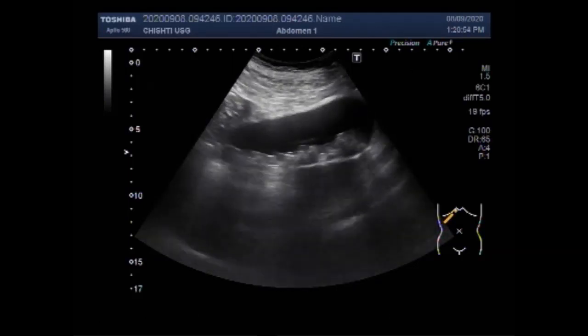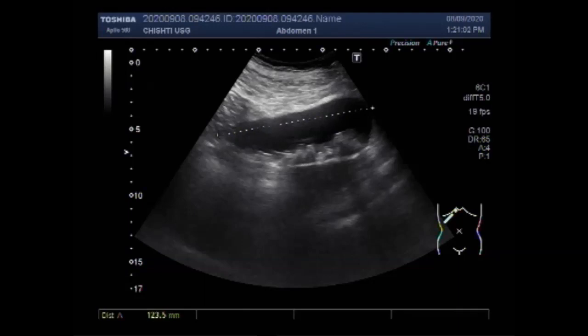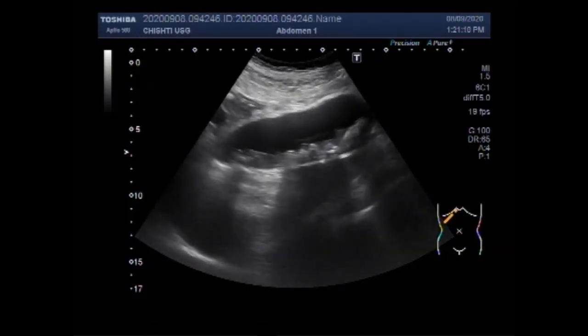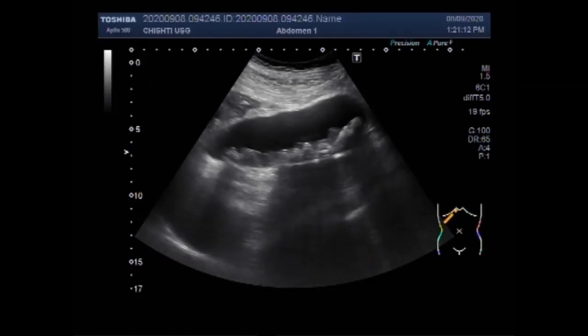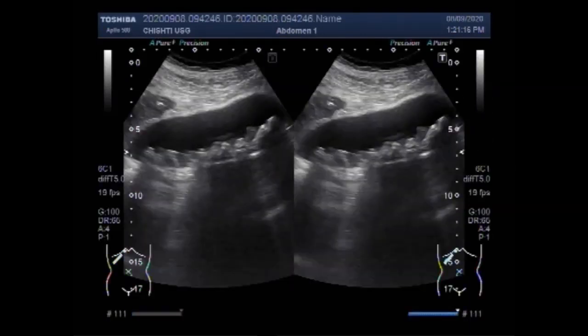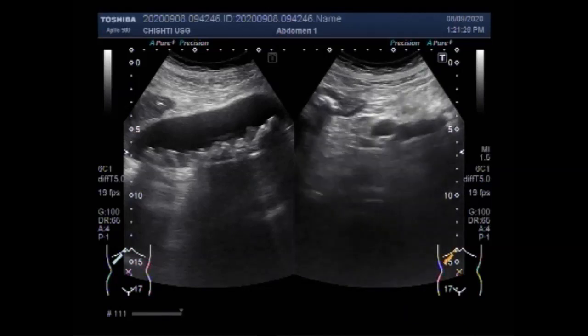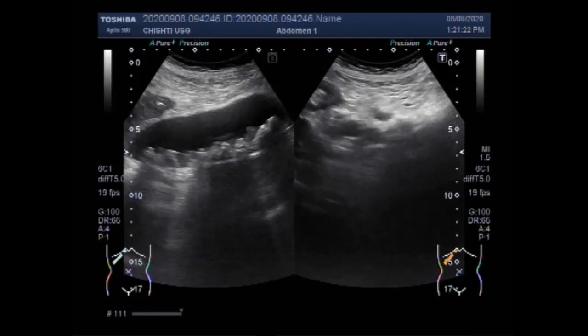Now you can see multiple stone shadowings in the whole length of the gallbladder, in the dependent portion along the posterior wall. You can see these stones measure more than 12 centimeters. These stones are seen in an area of more than 12 centimeters. The gallbladder is distended to its maximum.